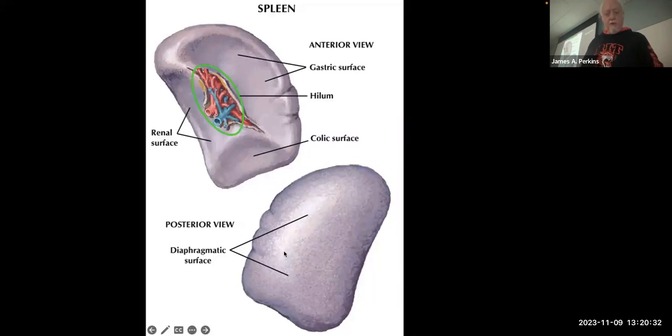The posterior surface of the spleen would also be referred to as the diaphragmatic surface. This is just a very broad, smooth, rounded surface that sits right under the dome of the diaphragm on the left side.